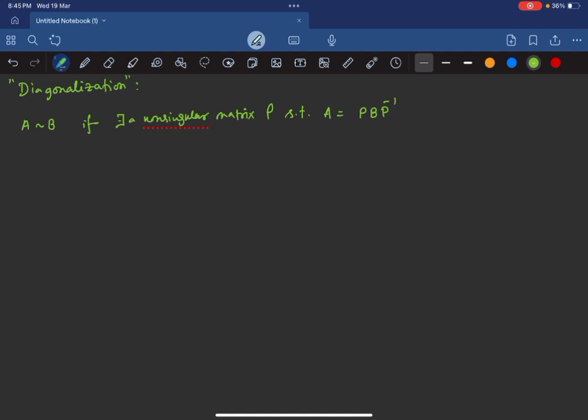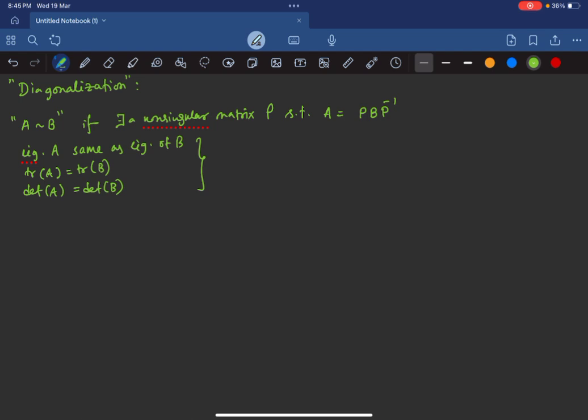Okay, then A is said to be similar to the matrix B. Now when A and B are similar, they share many properties. For example, eigenvalues of A will be the same as eigenvalues of B. If eigenvalues are the same, immediately you can claim that trace of A will be the same as trace of B, and determinant of A will be the same as determinant of B. Likewise, there are a few properties which will be shared if two matrices are similar. And the notation is A similar to B.